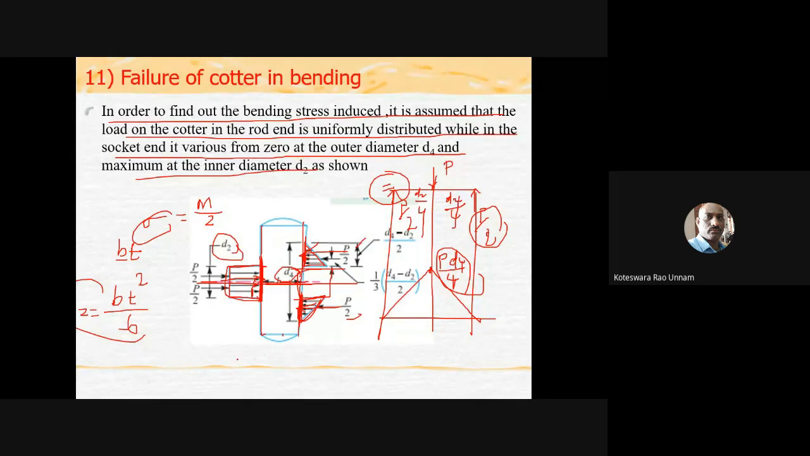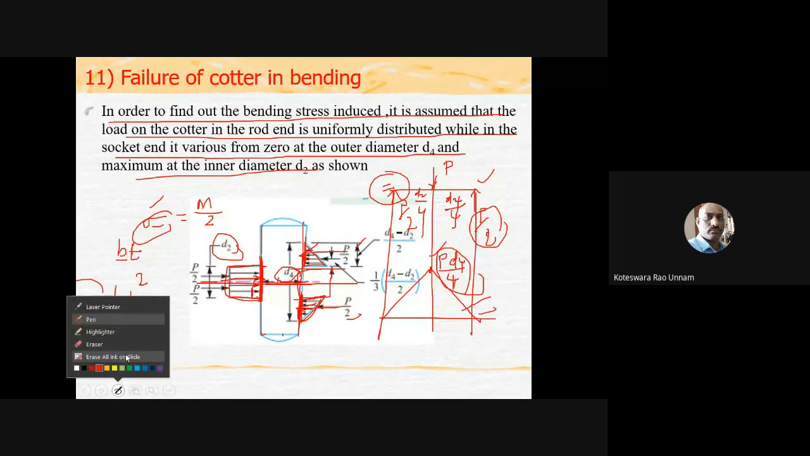So using this also you can draw the bending moment diagram and then you can find out the bending stress also. But instead of going for this, even you can use the simple analysis, you will get the rough estimate whether the cotter is going to fail in bending or not. For that, you can treat these loads as point loads, draw the bending moment diagram, from that find out the maximum bending moment, which is P into D4 by 4. Then with the section modulus, you can calculate the sigma value. Once you got the sigma value, check whether it is within the allowable limit or not.